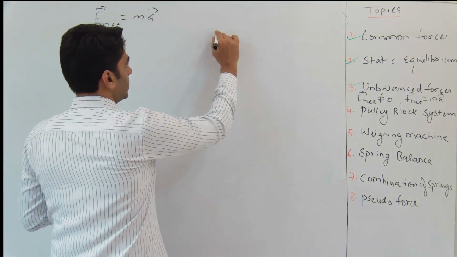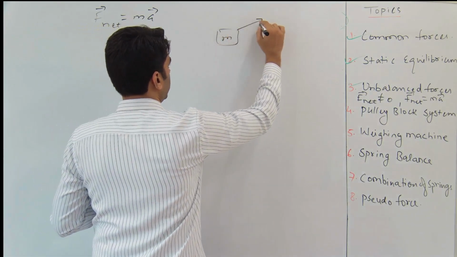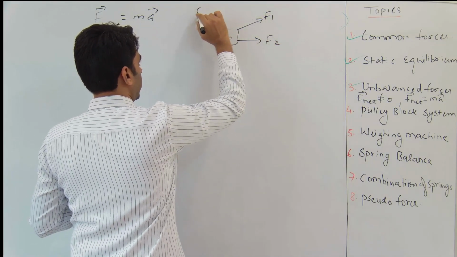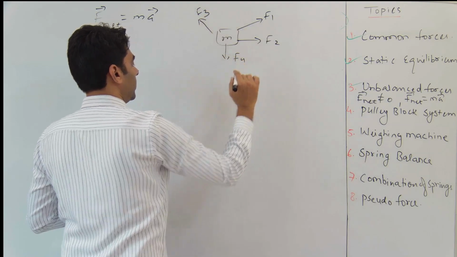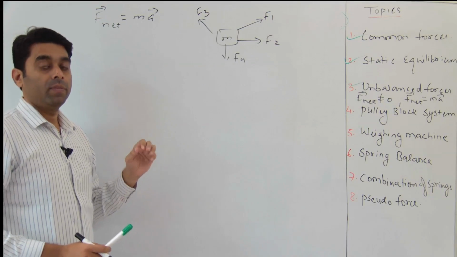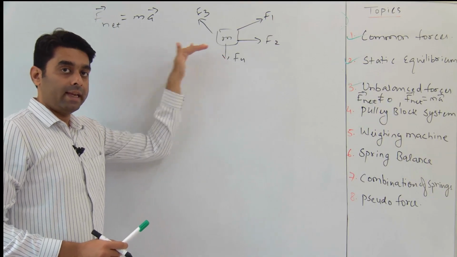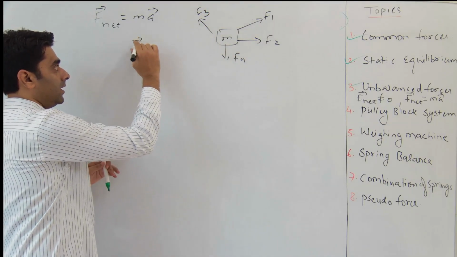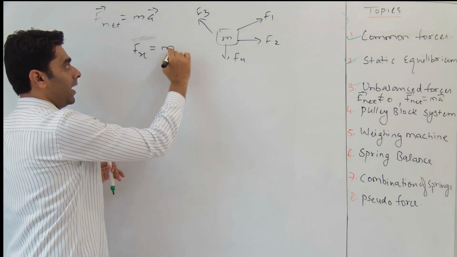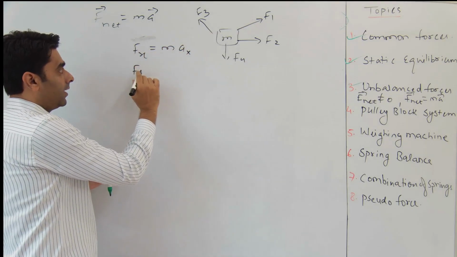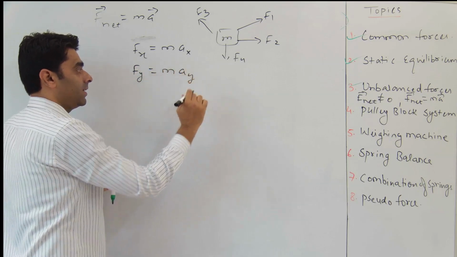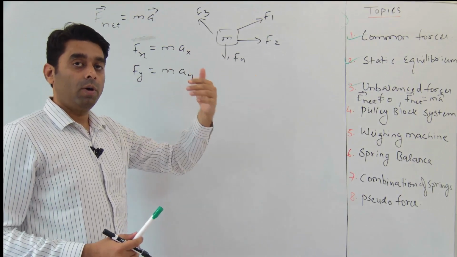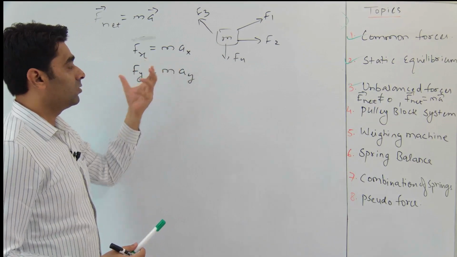Let's consider a situation. Let's say a block of mass m is there, and multiple forces are acting on it: F1, F2, F3 and F4, right? Now when we have to apply F net equals MA, we must resolve all the forces in the x direction and y direction, and then apply Fx equals MAx and Fy equals MAy. That means in the x direction and y direction separately, right? Now all the questions of the pulley block system, whenever the blocks or the system is moving, we use F equals MA to solve them, right?